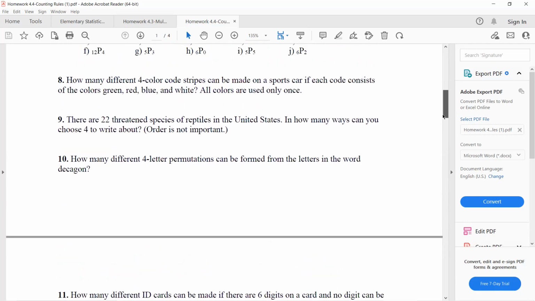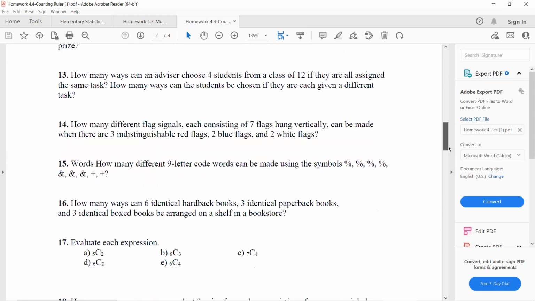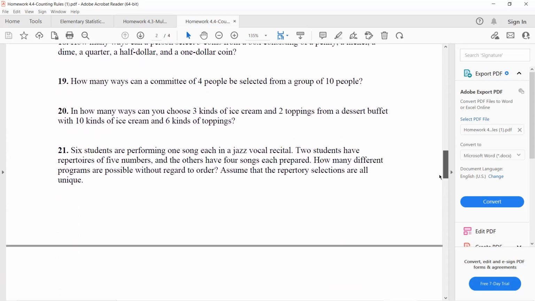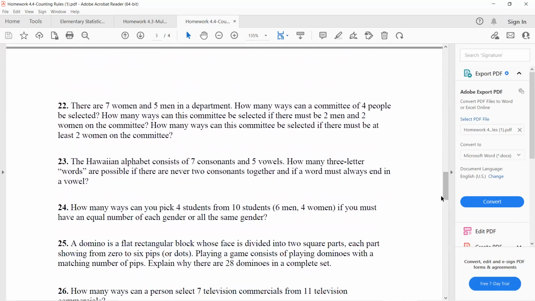Anything else? Hold on 1 second. Yes, number 22. All right. Let's see. Oh, this is one of her favorite problems. Expect a variation of this on the quiz. She likes to give variations of this problem.